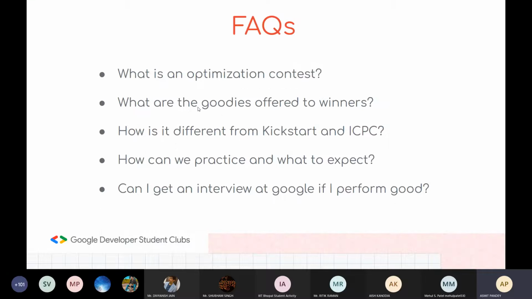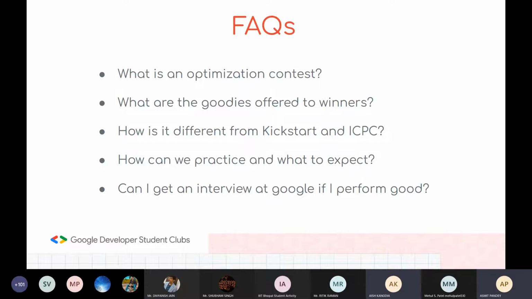So now I would like to welcome Ash sir and ask some of the FAQs that we have regarding the hash code. So Ash sir. Hello. Hello sir, good evening. Good evening. Okay, sir. So here are a few FAQs that many of us have regarding the contests. So if you would like to share some words of wisdom with us. Yeah.